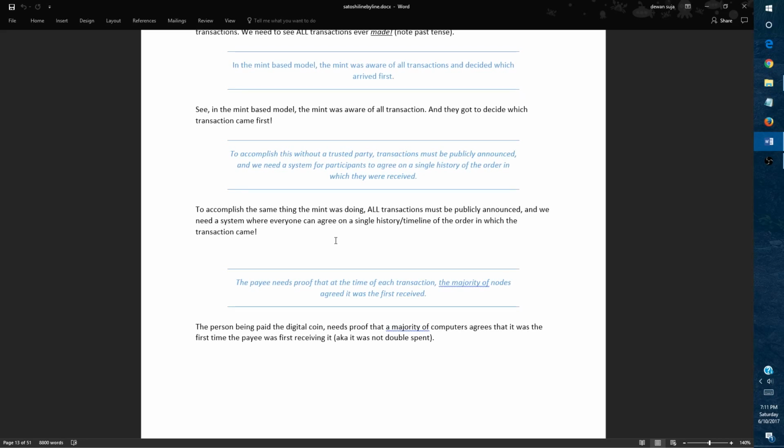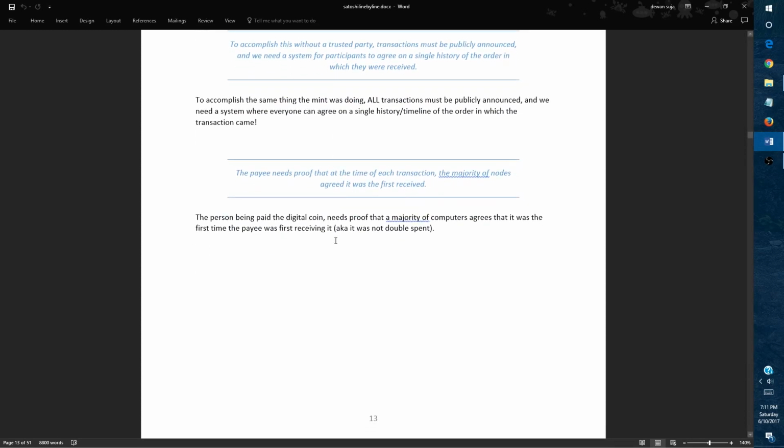Okay. To accomplish this without a trusted third party, transactions must be publicly announced, and we need a system for participants to agree on a single history of the order in which they were received. So in order to accomplish the same thing the mint was doing, all transactions must be publicly announced, meaning they must be publicly known, and we need a system where everyone can agree on a single history or timeline of the order in which the transactions were received.